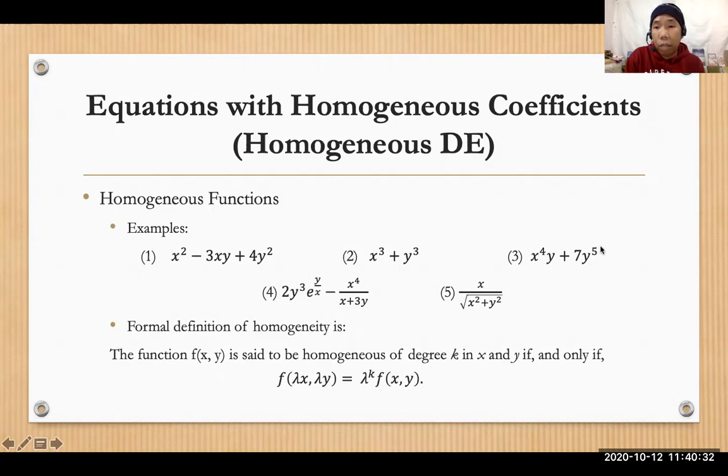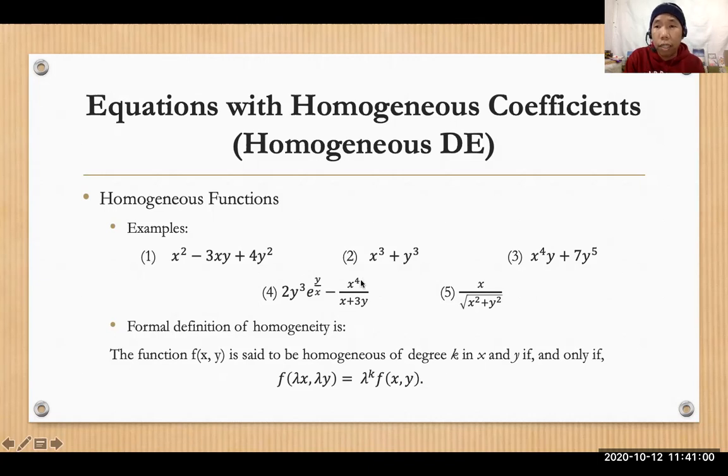Take a look at the variable here, y raised to 5. The degree of y is 5. Degree 5 for each term. Therefore, this is a homogeneous function. Again, the first 3 examples are polynomials that are homogeneous and very easy to determine. Now, for the last 2 examples here, number 4 and number 5.